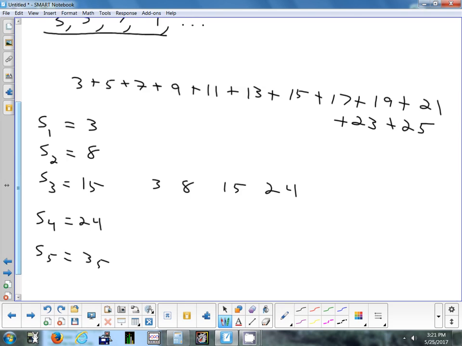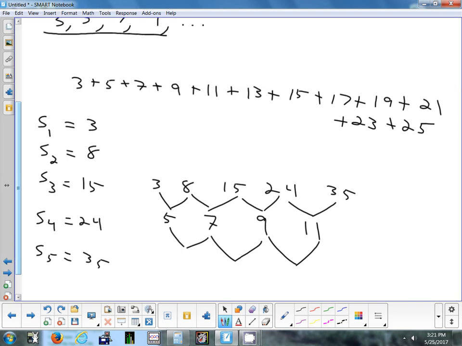3, 8, 15, 24, 35, and then subtract them, what's 8 minus 3? 5. What's 15 minus 8? 7. How about 24 minus 15? 9. And 35 minus 24? 11. Now if you do that one more time, what do you get in each spot? 2.